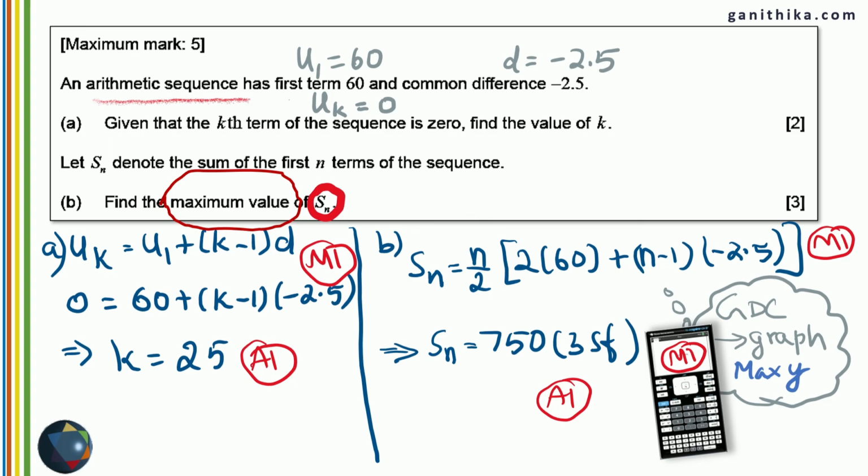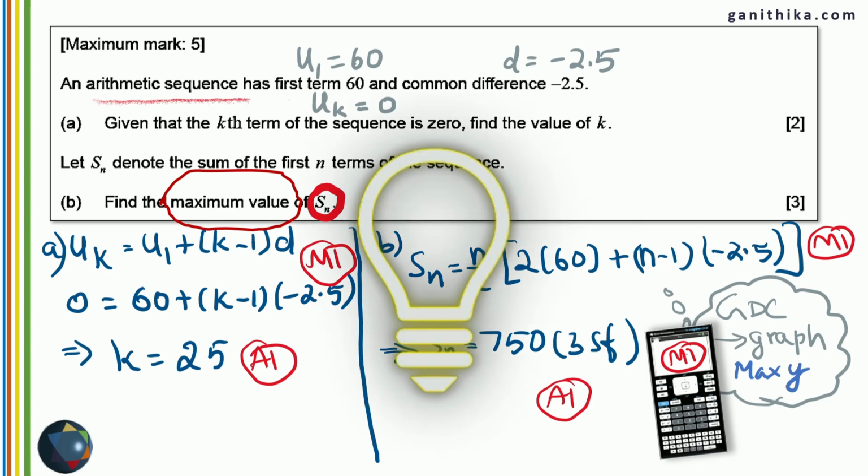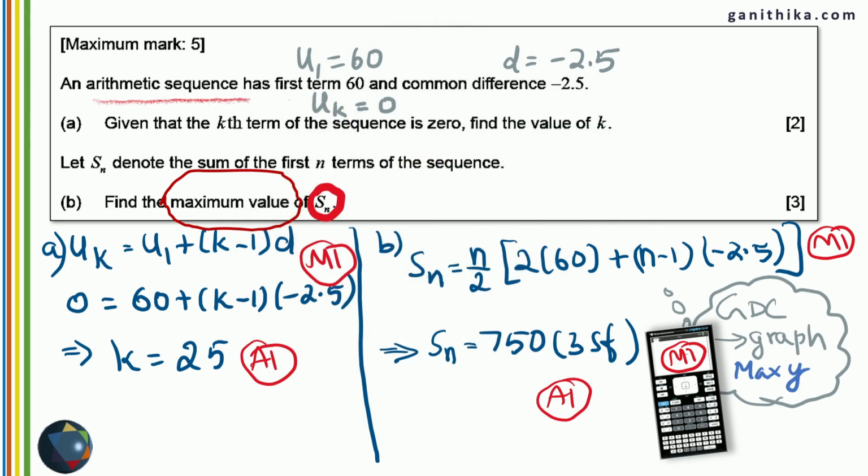You don't simplify the equation. Enter the function as it is from here. Don't waste your time simplifying that expression. So enter it directly into the graph and then find the maximum y, which is very simple. It will not take more than 2 minutes to do this question. So we are done here with paper 2 questions.